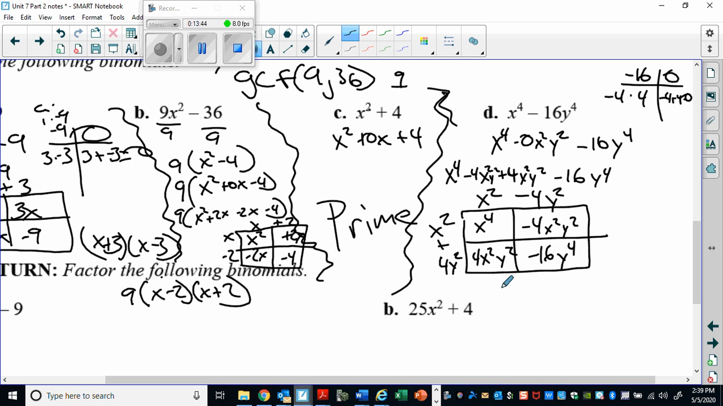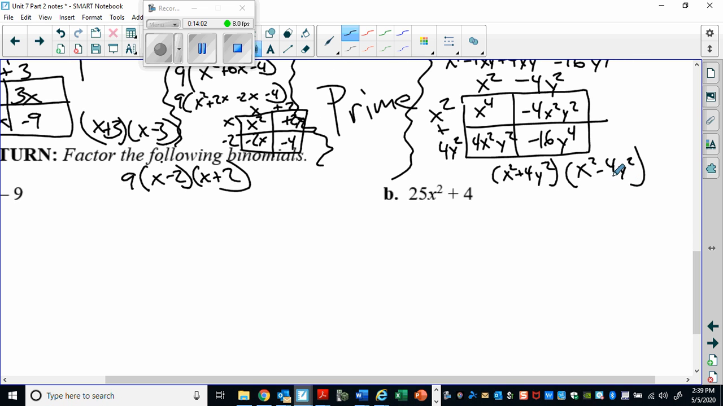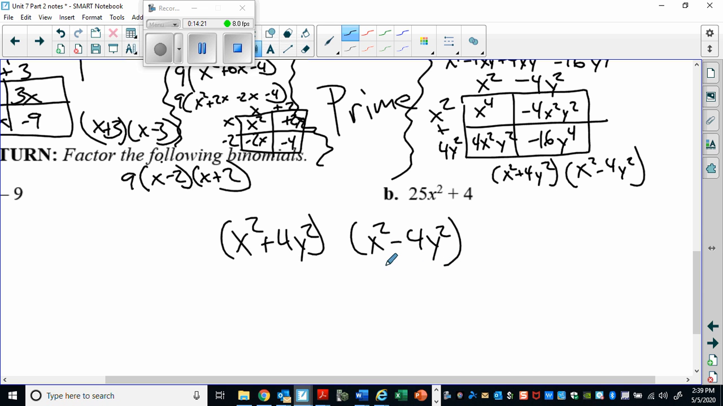All right, so now we have x squared plus 4y squared times x squared minus 4y squared. All right, now, if you notice, this here is a difference of squares. I hope we don't have these on our test. This is a long one, like I said. But if you just look at this, this is a difference of squares right here. x squared minus 4y squared.